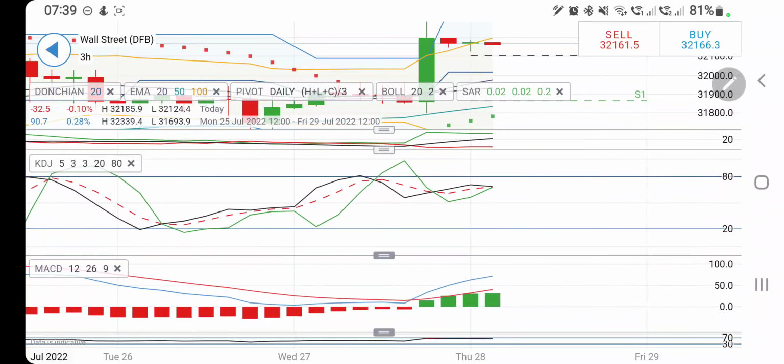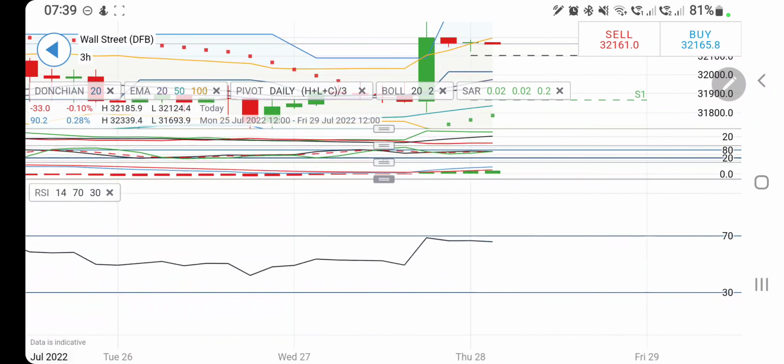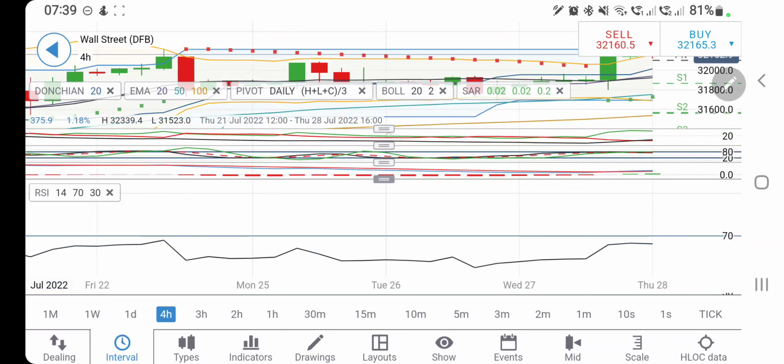Directional movement bullish, stochastic is willing to converge, crossover for a sell. The MACD is wide divergent and bullish, RSI is near to overbought levels.